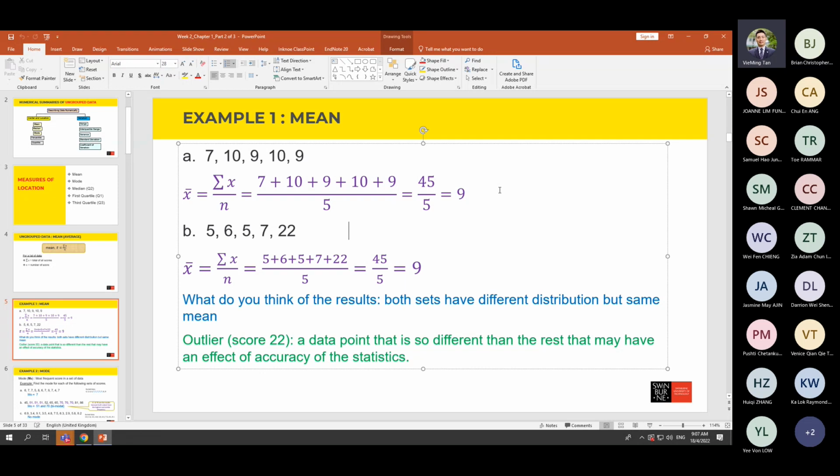So in fact, this extreme number is going to affect the mean value. The mean is very sensitive to the extreme number, the outlier. It's going to affect a lot. So let's try to calculate the mean value using this data set.